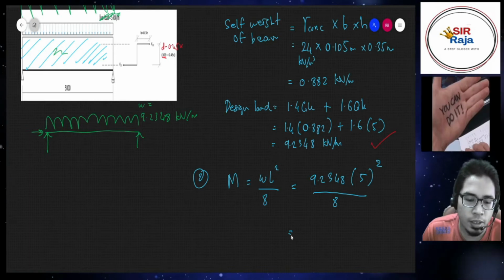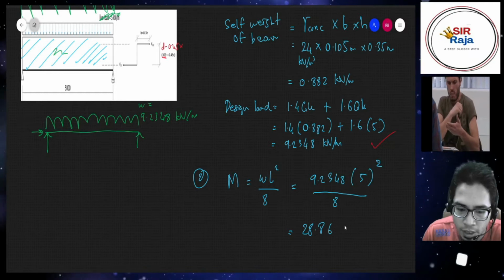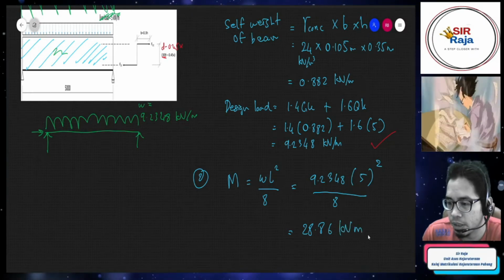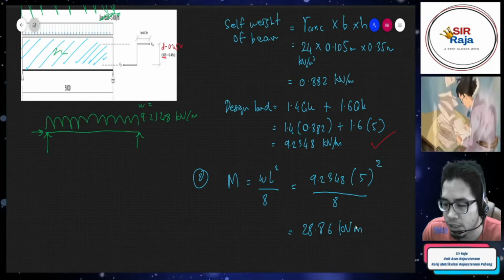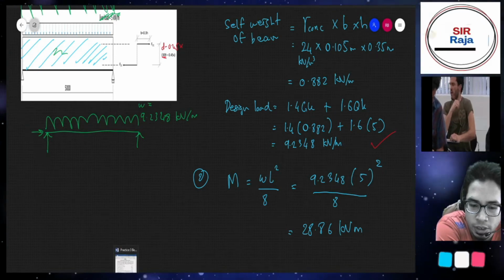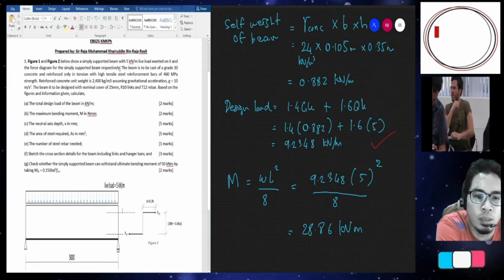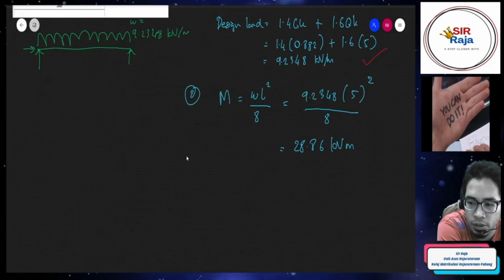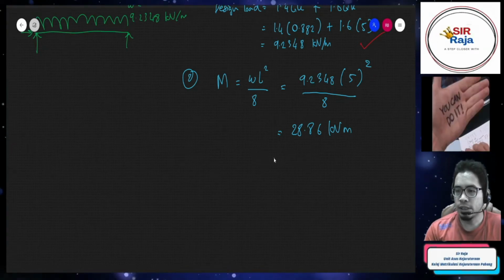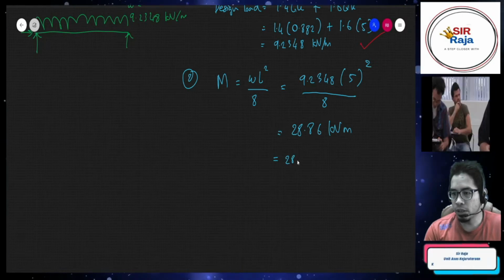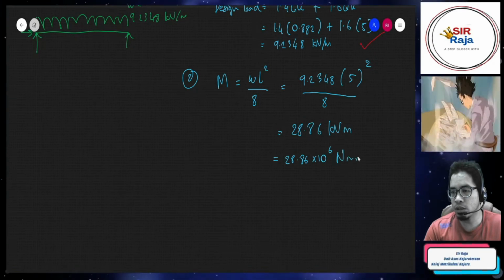If you check in your calculator, the answer would be 28.86 kilonewton meter. But the question does not ask in kilonewton meter. Do not forget about this. You really have to attend to all the questions. Even though you know the answer is correct, the question wants Newton millimeter, so you have to change it. So it is 28.86 times 10 to the power of 6 Newton millimeter, and that's it.